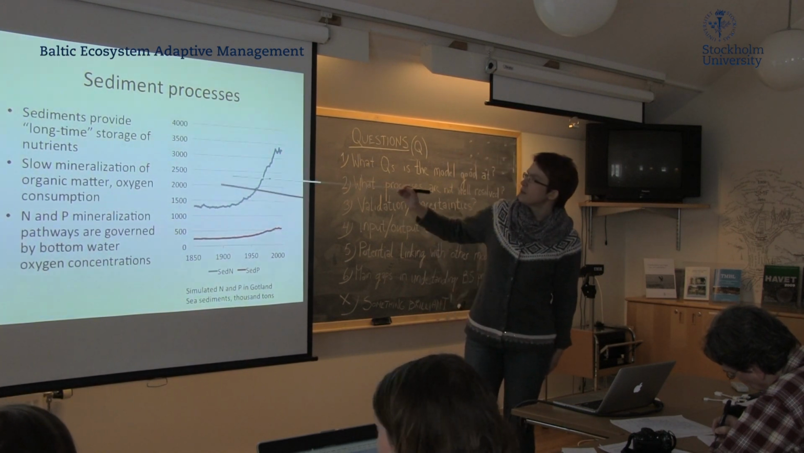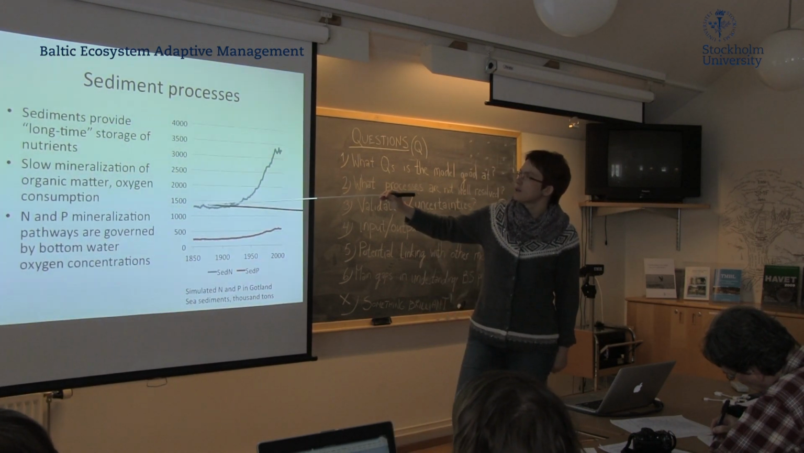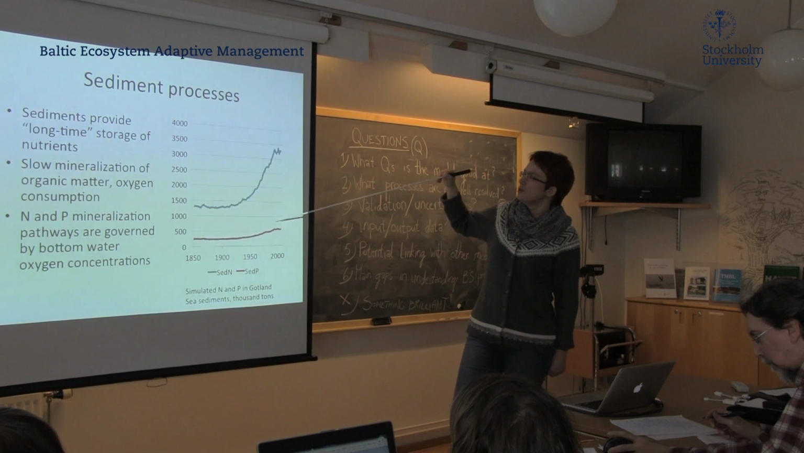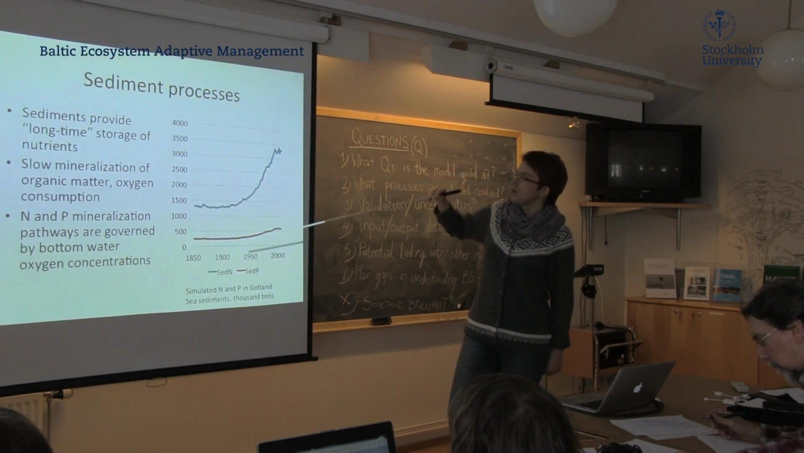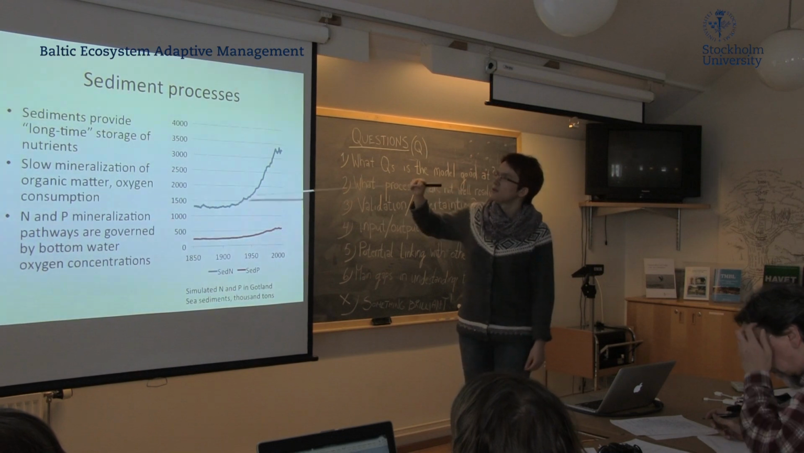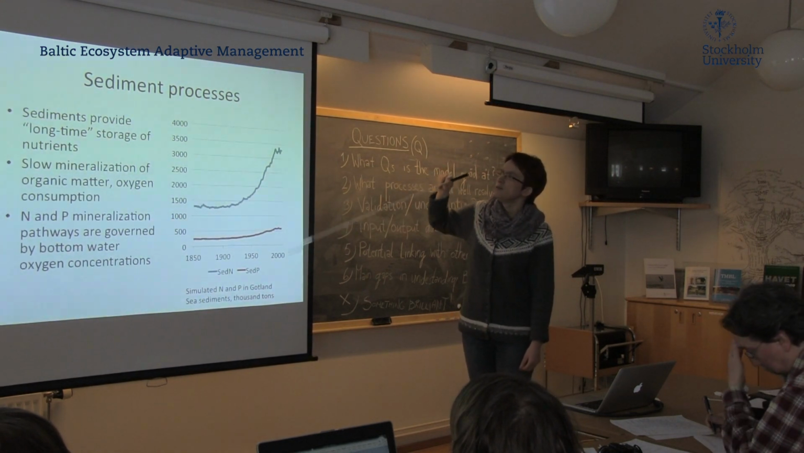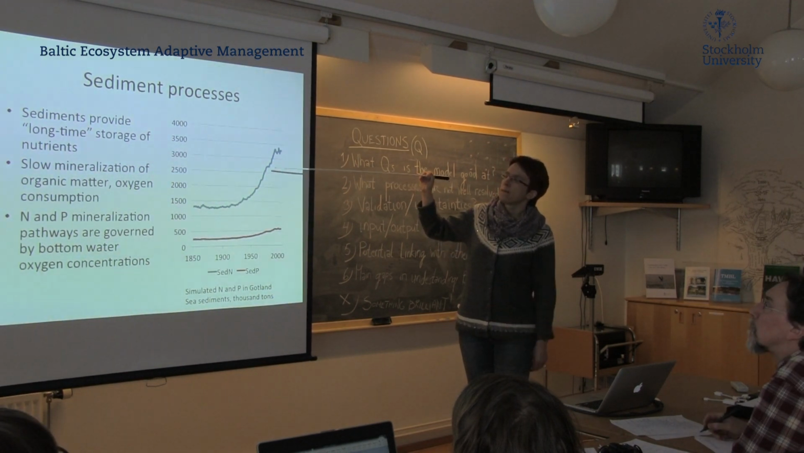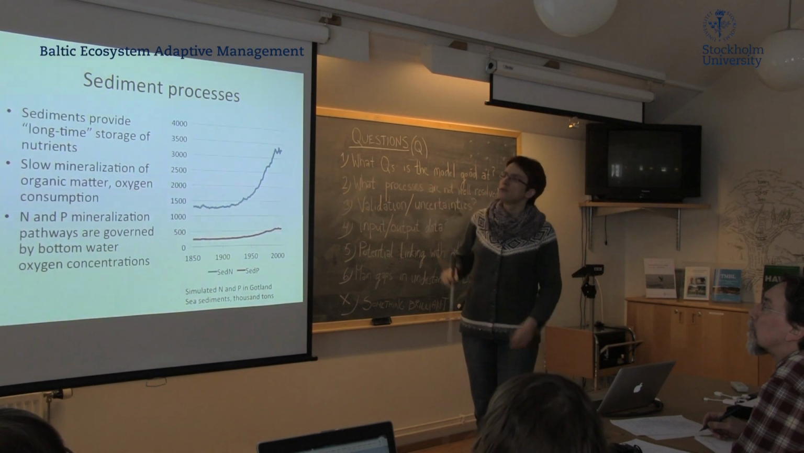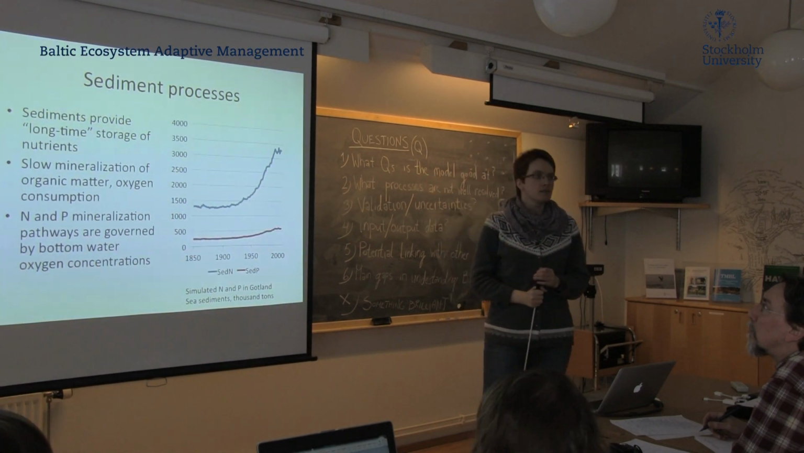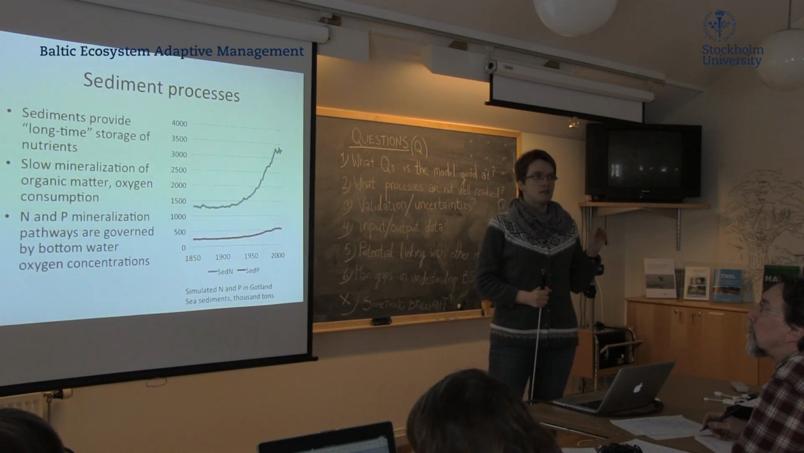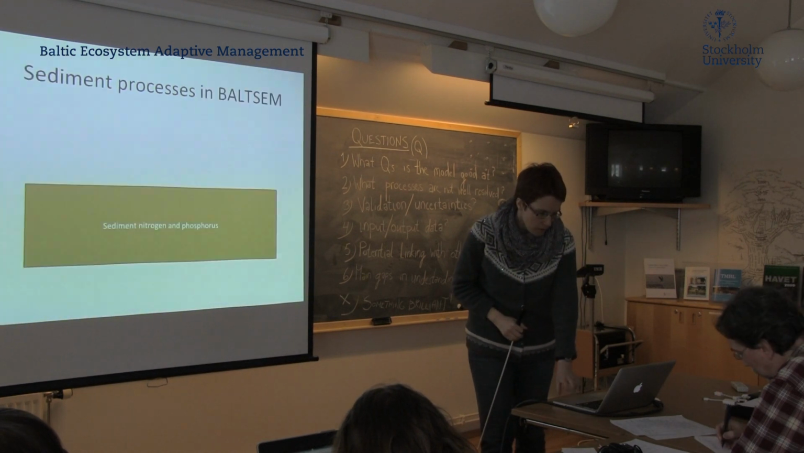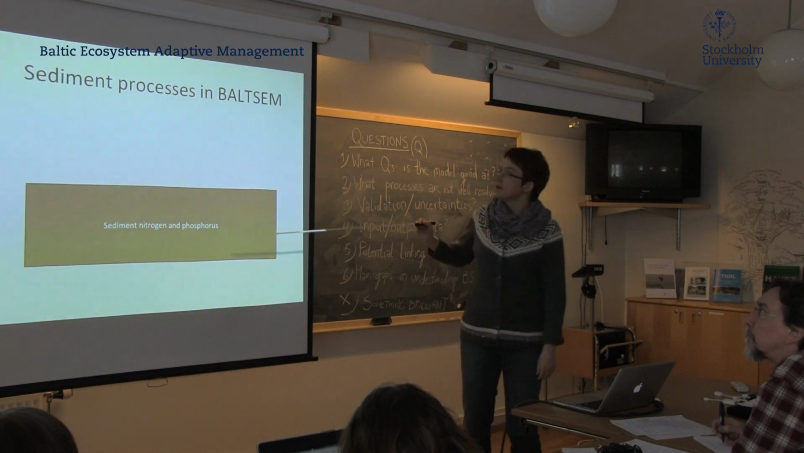And this is a plot, this is actually the Gotland Basin. And this is a plot of how the nitrogen and the phosphorus pool in the sediment developed from 1850 to 2000. You can see for both pools that basically they increase. And the sediment pools of organic nitrogen and of organic phosphorus are slowly remineralized. What happens with the remineralized nitrogen and phosphorus in the sediment depends on the oxygen concentration in the overlying water.